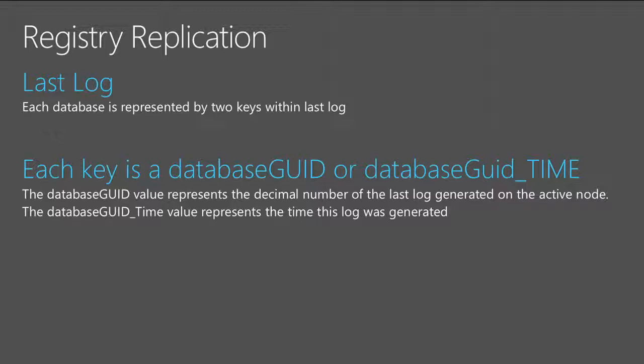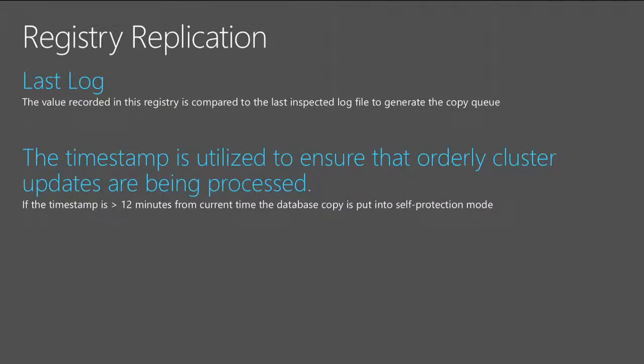Now, this is important because what we're actually doing here with this key is we're looking at the last log the active node generated, comparing it to the last log that was inspected on the passive copy, and that's how you get your copy queue. So when you do a Get-MailboxDatabaseCopyStatus and you see that your copy queue is 100 logs, what that means is that we've looked at that last inspected and we saw it was 100.